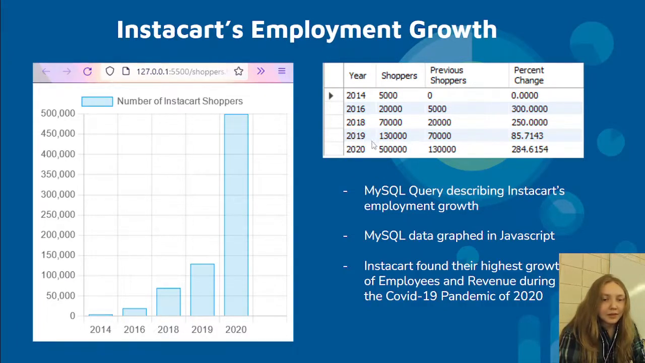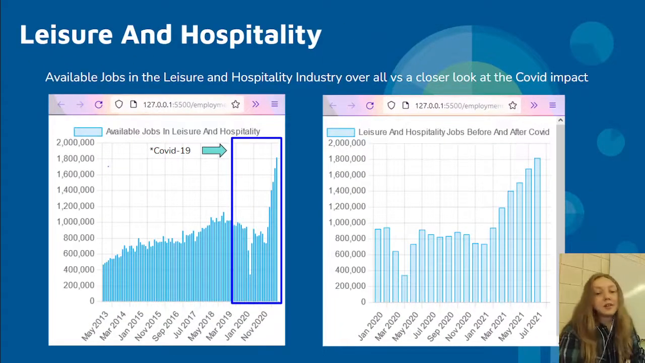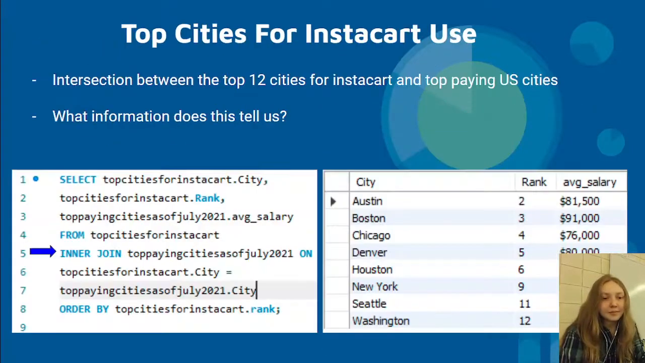From 2019 until 2020, there was a 130,000 shopper growth. And this is a 284% increase, which is a huge difference. And yeah, we can see that Instacart found their highest growth of employees and revenue during the COVID-19 pandemic. In context, a lot of this makes sense because a lot of the grocery stores were shut down, people weren't wanting to go. And on the other end, as we can see in the retail trade and the leisure and hospitality industry, a lot of people were also losing their jobs.